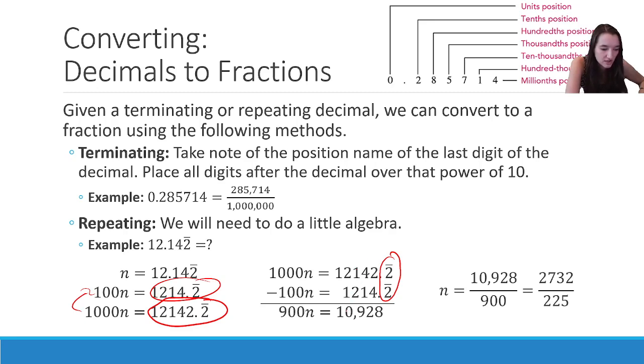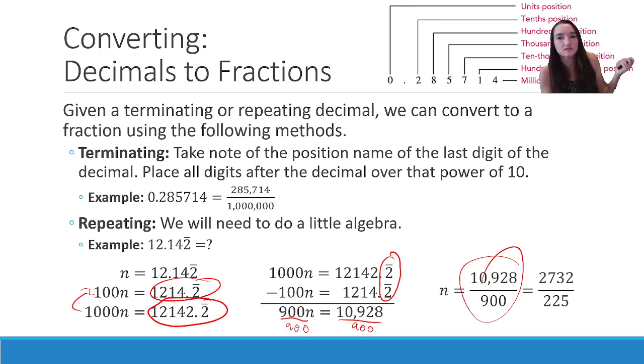So when I do that subtraction, I get 10,928 is equal to 900n. Now I have to solve for n. So again, it's a little bit of algebra. Solving for n, we divide both sides by the 900. Like so. And that's 10,928 over 900, which does reduce to 2,732 over 225. But our main idea is to at least get it into fractional form. The reduction is just a little bit extra if you're asked to give it in lowest terms.